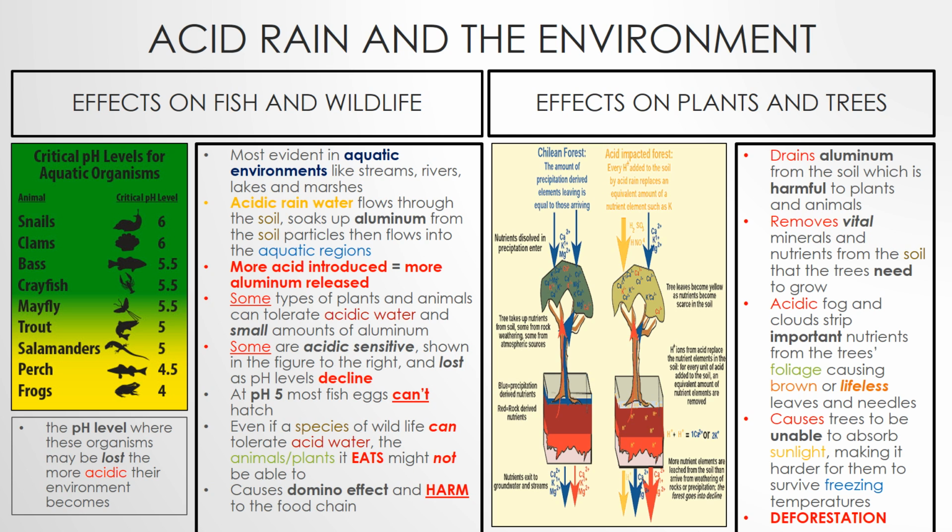This diagram I have here is showing the difference between a healthy sample of a forest, the Chilean forest, compared to an acid impacted forest. It's basically showing how, from precipitation in the atmosphere down to the soil, the healthy forest and an acidic forest are different.